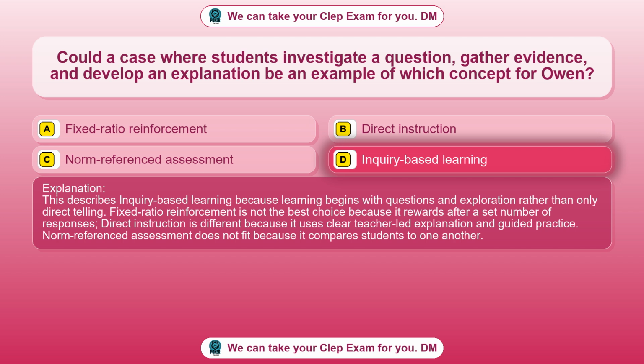Fixed ratio reinforcement is not the best choice because it rewards after a set number of responses. Direct instruction is different because it uses clear teacher-led explanation and guided practice. Norm-referenced assessment does not fit because it compares students to one another.